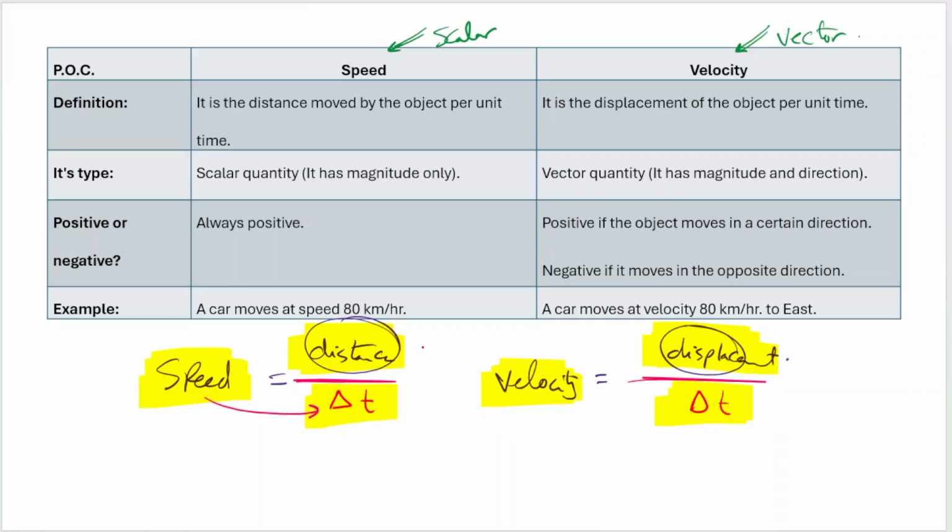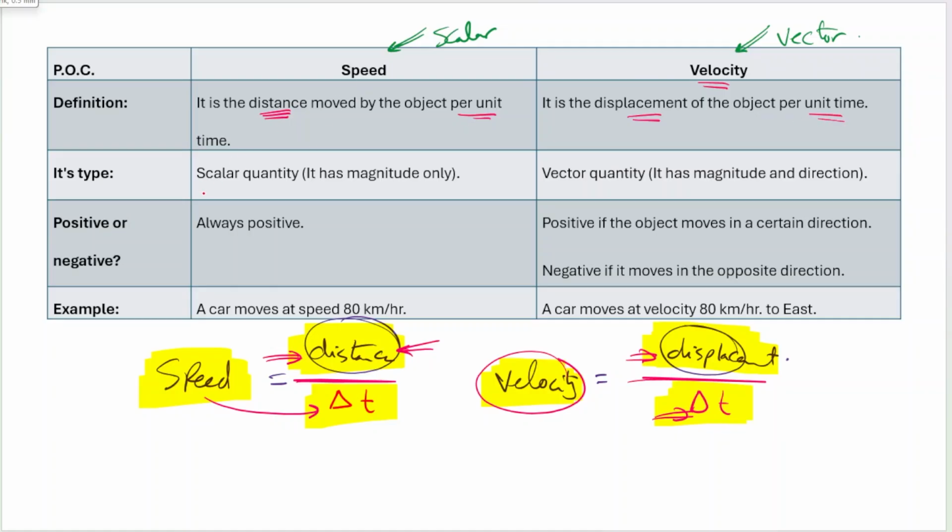So what's meant by speed? It is the rate of change of distance, or the distance covered in 1 second. What's meant by velocity? It is the rate of change of displacement, or the displacement covered in 1 second. Speed is the distance moved by the object per unit time, or per 1 second. Velocity is the displacement of the object per unit time.